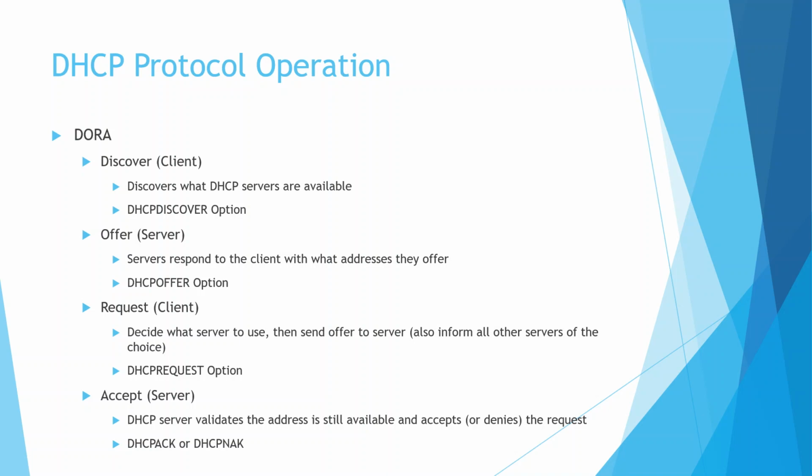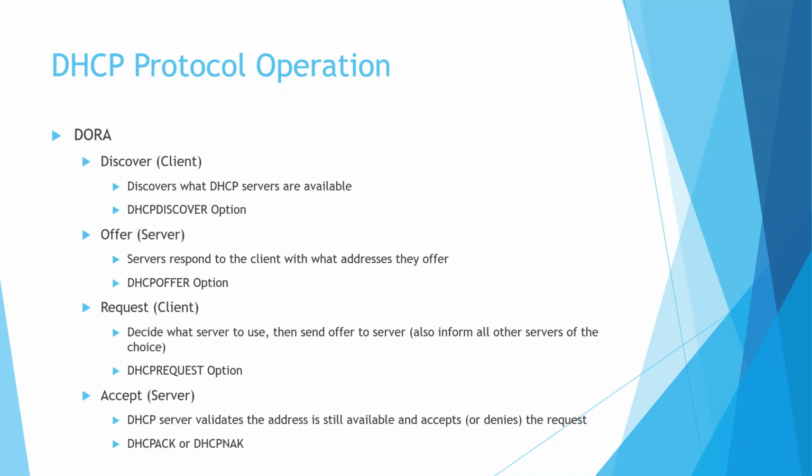So discover is going to be from the client perspective. The DHCP discover option is going to be used, and we are discovering what DHCP servers are available. We are going to use a broadcast type process, and we'll actually get into the nitty gritty of how the negotiation process goes. But we're going to broadcast out and figure out exactly who's out there. Then the servers that receive that broadcast are going to respond with IP addresses that they can offer, and they're going to be setting the DHCP offer option.